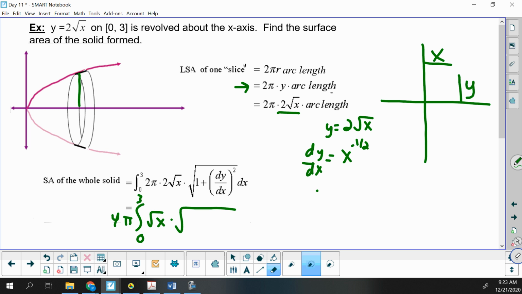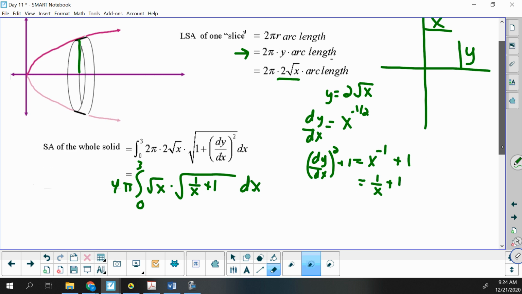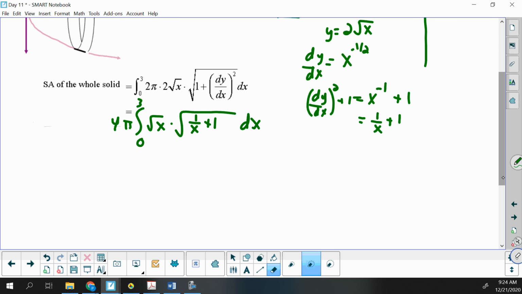So if we square that and add 1, this squared will give us x to the negative 1, and then we'll have our plus 1. Or in other words, that's really 1 over x plus 1. So let's put that inside here. Throw our dx on the end. So if this was one that you could solve in the calculator, you would just throw it in and see what you get. But we're going to show you how we can do this one algebraically.